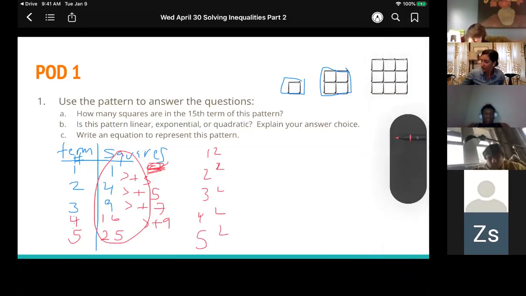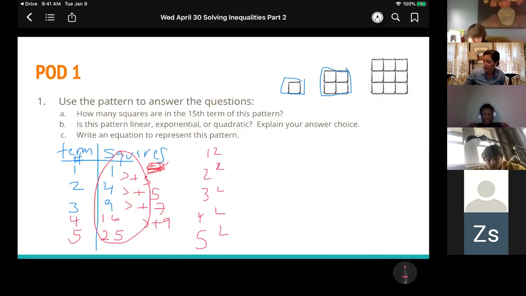So if I want to do 15, how many are in the 15th for part A? Someone other than Joe? What would I need to do if I wanted to figure out the 15th term? Z, what would I do to figure out the 15th term?